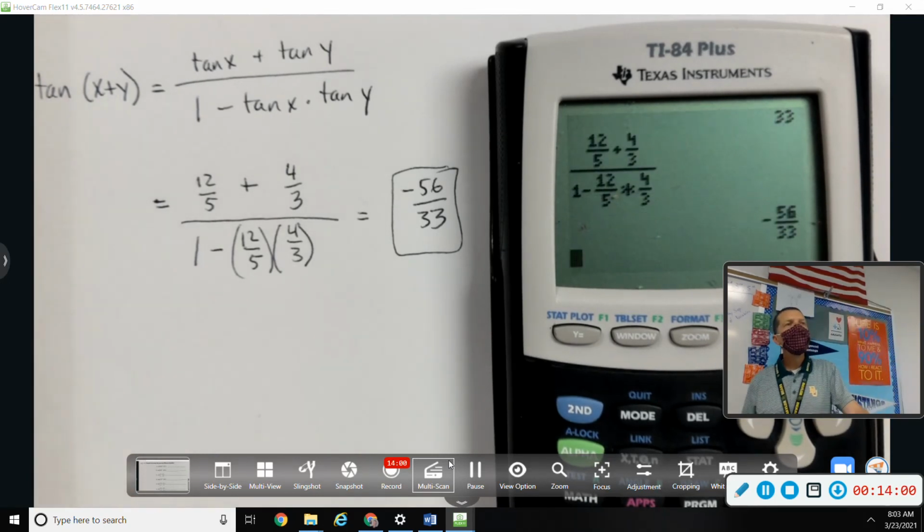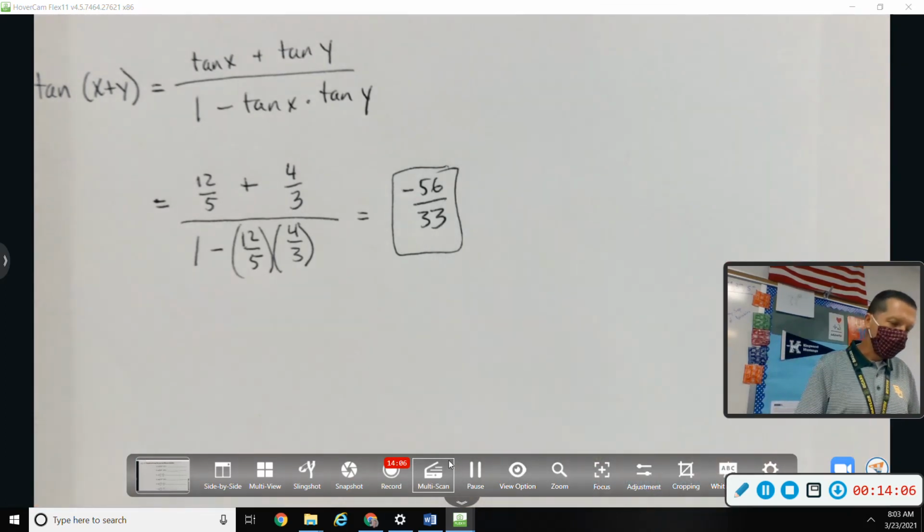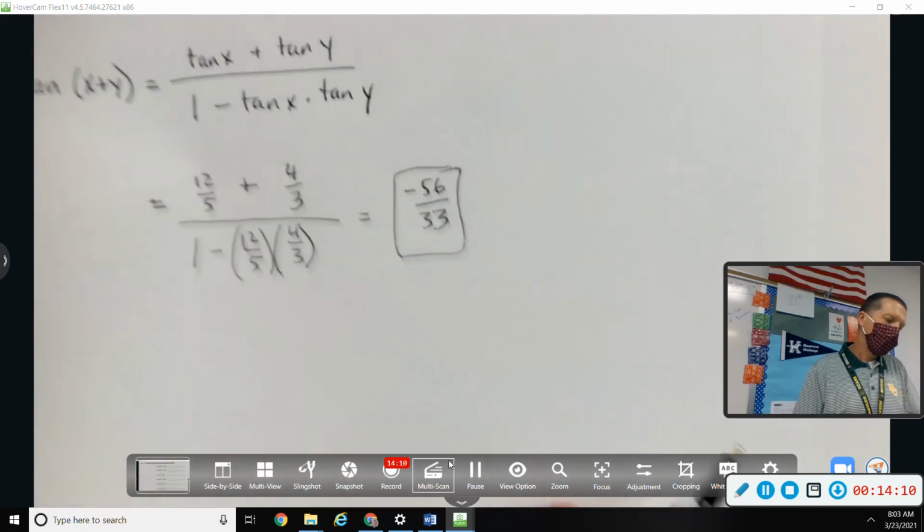So, how you use the calculator is up to you. Be careful, use it wisely. Type it all in if you need to. If you can shortcut some things, knock yourself out.